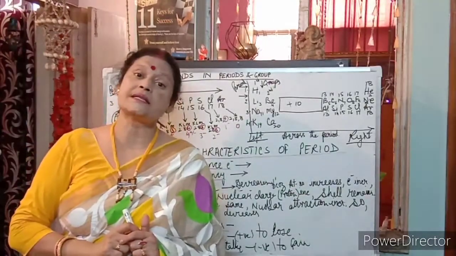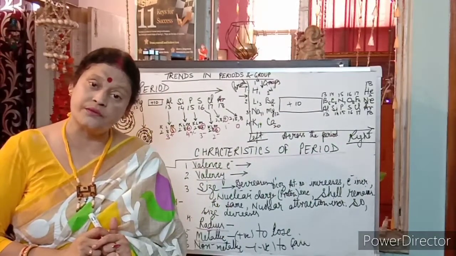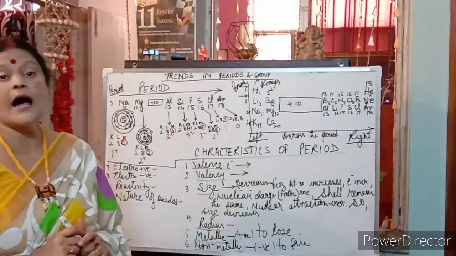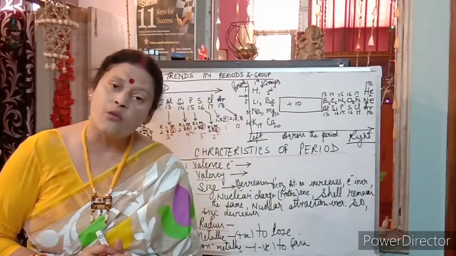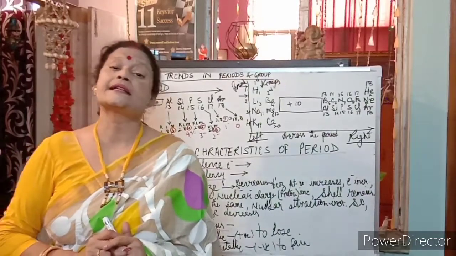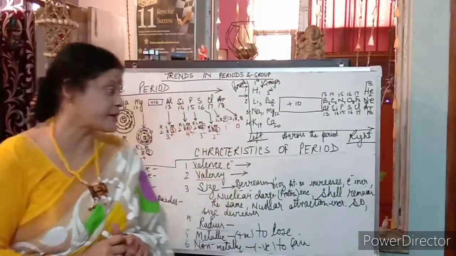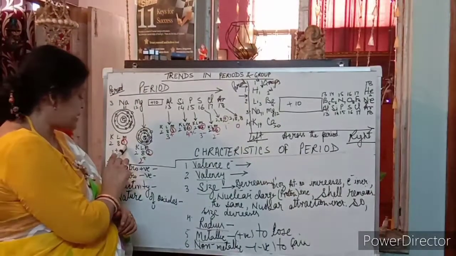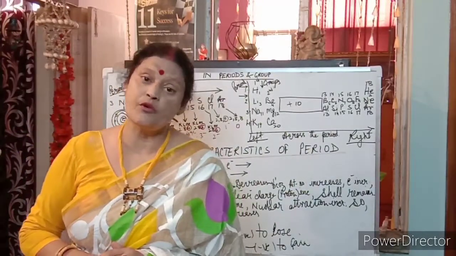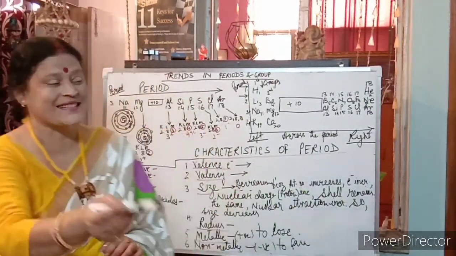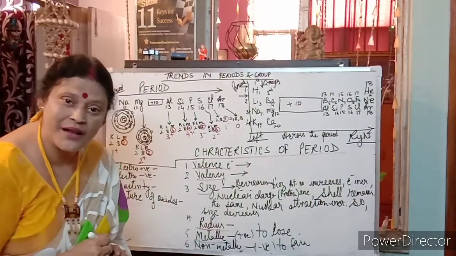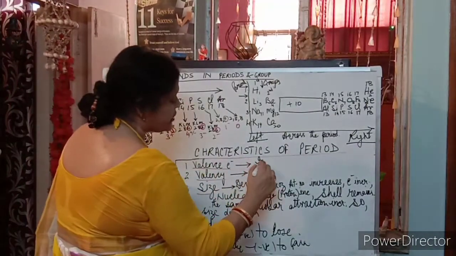When we are distributing these electrons, what will we observe? What is the meaning of valence electron? The first characteristic: what happens to the valence electrons when we move from left to right? The valence electron is the outermost electron, here marked in red. See, this is 1, 2, 3, 4, 5, 6. That means when we move from left to right along the period, the valence electrons increase. Simple, so you will write increase.